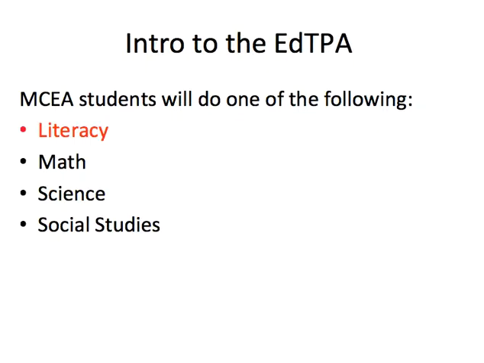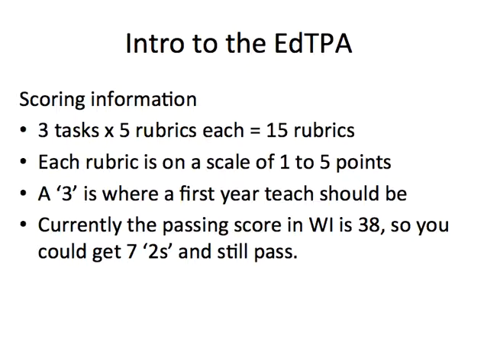So if you are in the MCA, you are typically going to do literacy depending on what grade you're in. You may do math, you may do science, you may do social studies, but I'm going to be spending most of the time using literacy as an example. Even though the directions and the phrasing is slightly different in each content area, it's all trying to measure the same thing. And when we talk about the planning task, we'll talk about the 5 things we're trying to measure there. We'll talk about the 5 things we're trying to measure in the instruction task. And we'll talk about the 5 things we're trying to measure in the assessment task.